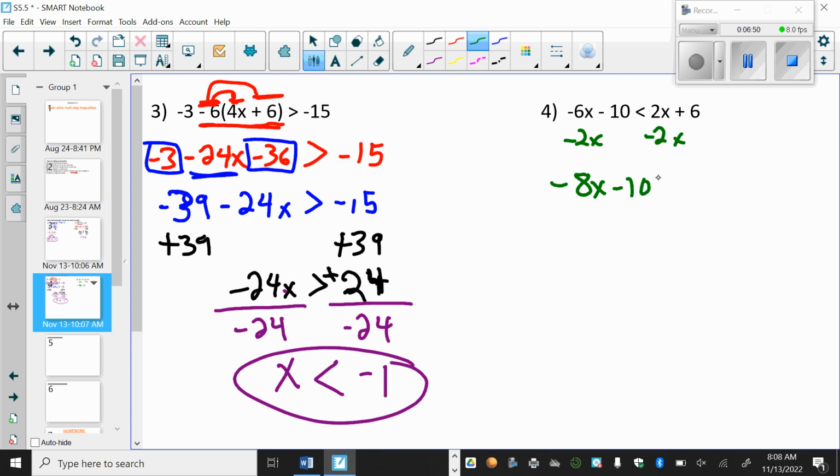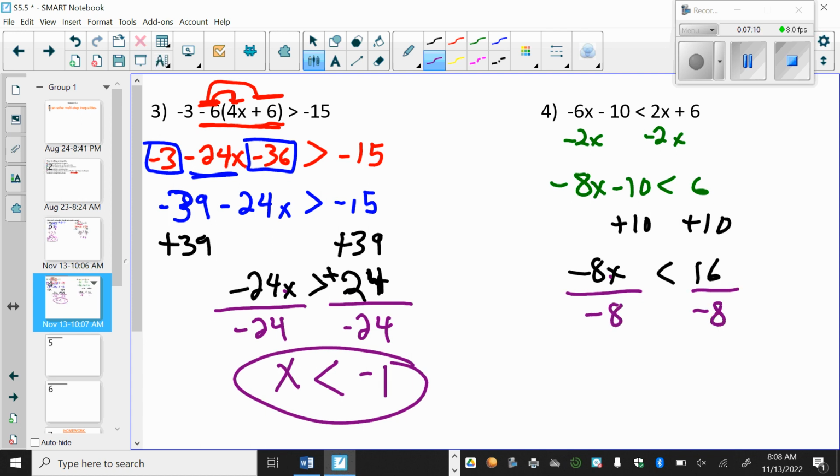Minus 10 is less than 6. And then I'm going to undo that constant term that's with the variable. So I'm going to add 10 and add 10 to get negative 8x is less than 16. Last step is breaking apart my division or my multiplication. So I'm going to divide by negative 8.